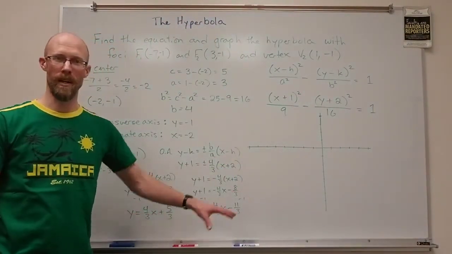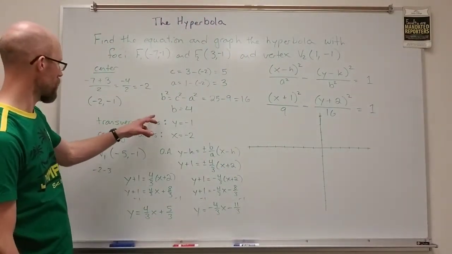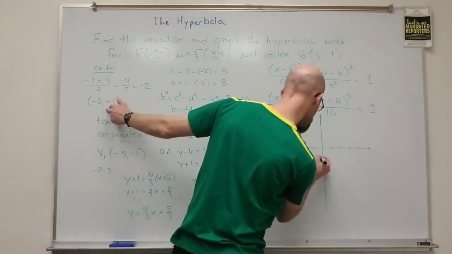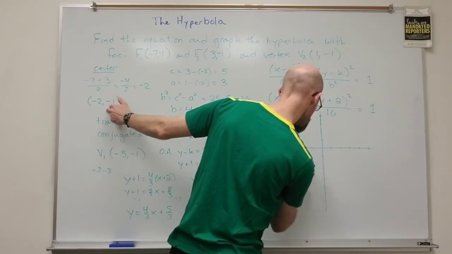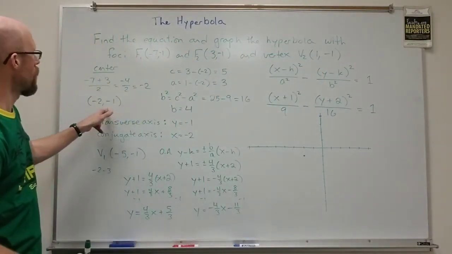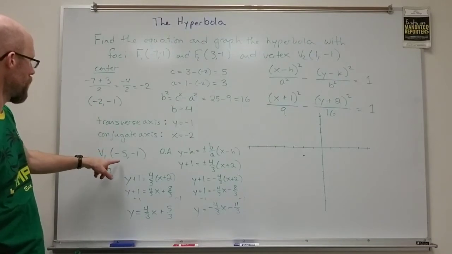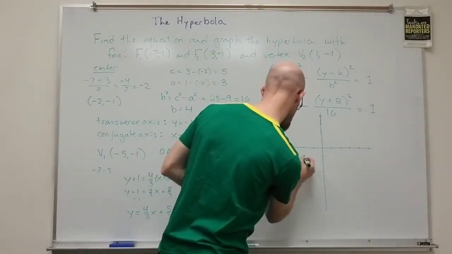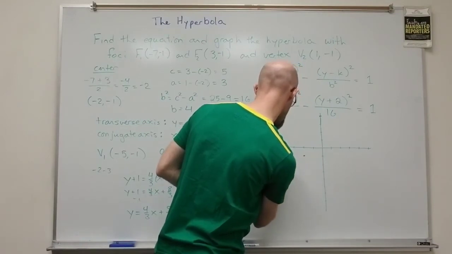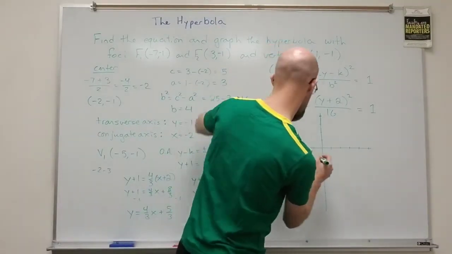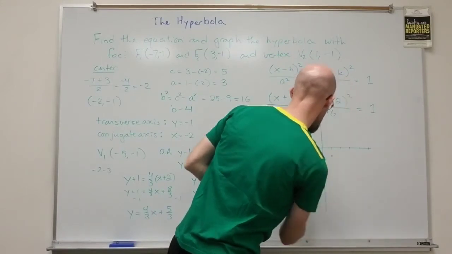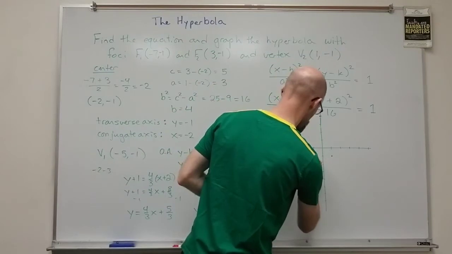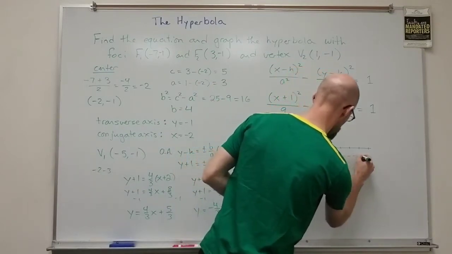Anyway, maybe I drew those too big. I don't know. Let's get our center in there at -2, -1. And let's get our vertices in, -5, -1. And the other vertex is at 1, -1. And really I should probably just draw in that transverse axis just so I can keep everything lined up.